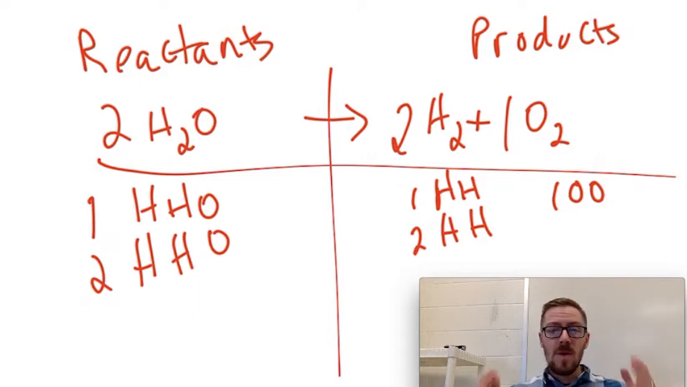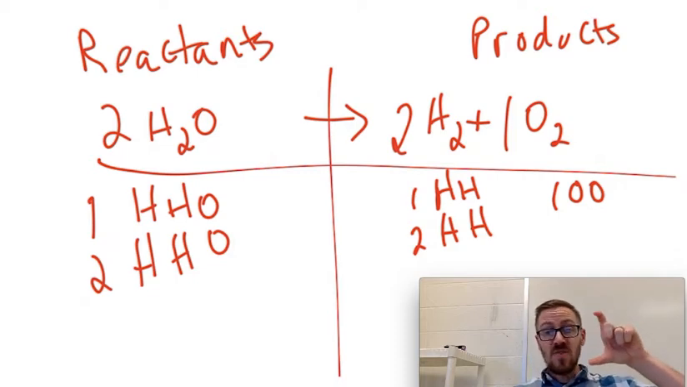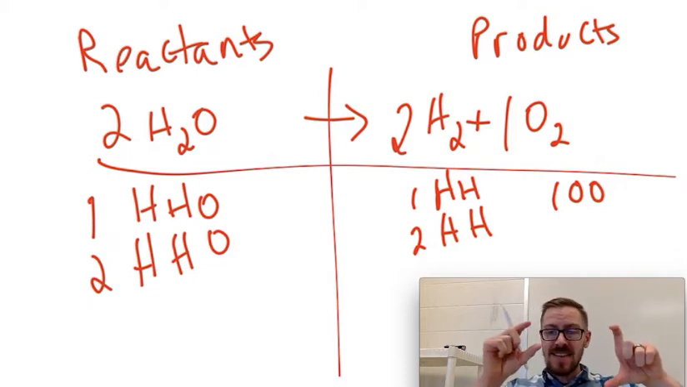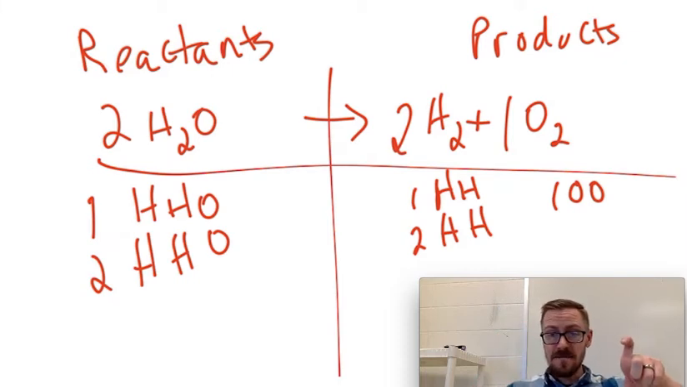Which is why when I did this experiment in class, I had those 2 tubes. One side had twice as much gas as the other side did, because there is twice as much hydrogen in this reaction. So this is how to balance equations. I'm going to do a few more examples for you.